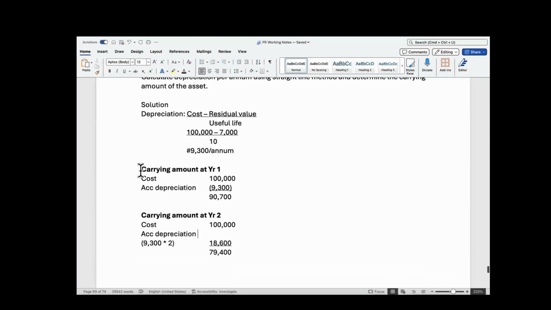Now, you see, this determination of carrying amount that I'm doing, all of this is done in a fixed asset schedule in the notes to the account. Sorry to butt in, but subtracting 18,600 from 100,000 is 81,400. Thank you, Inena. Yes, 81,400. Thank you.